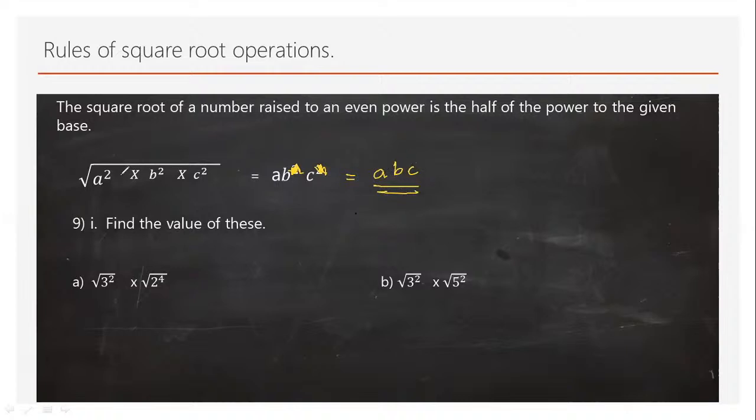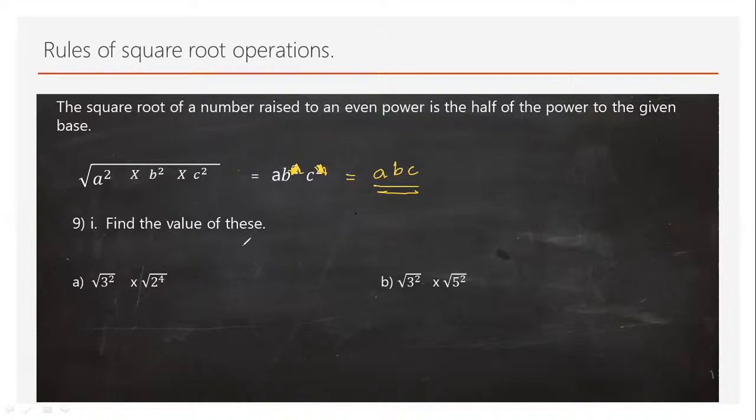When you take the square root, and they are all even power 2, then you have to take a squared means a, b squared means b, c squared means c. ABC is the answer here. Please correct that one in your tutor also.